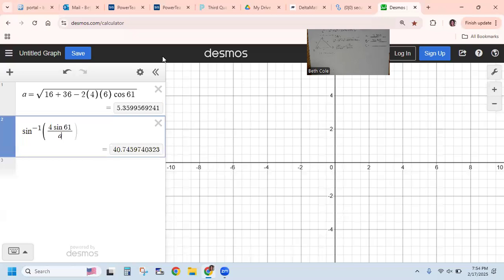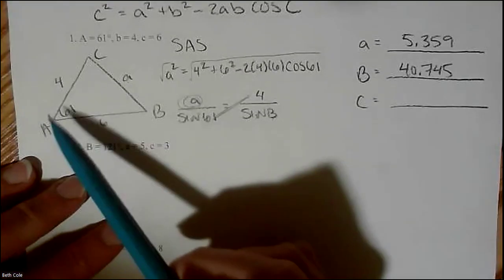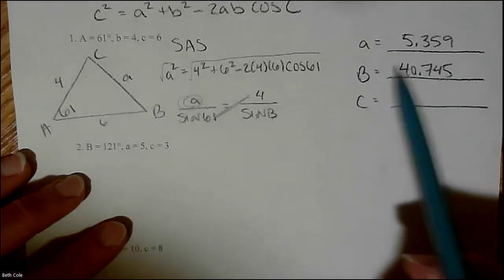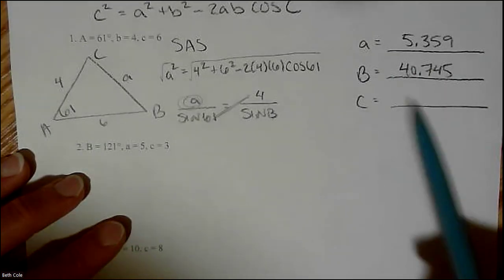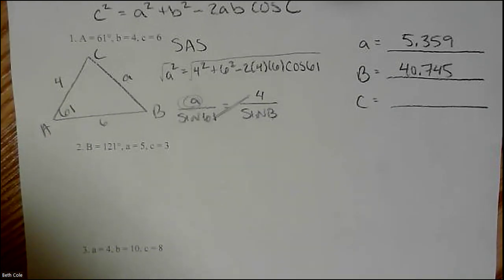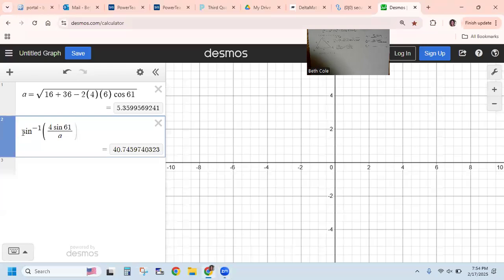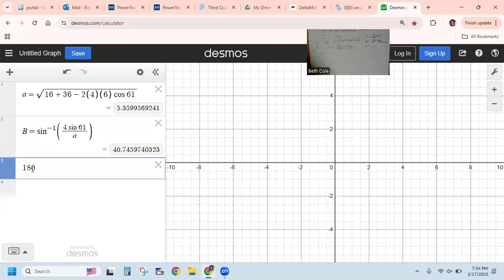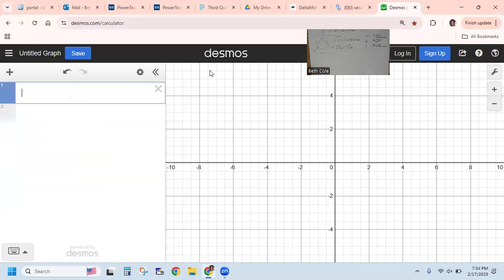And then now that I have angle A is 61 and angle B is 40 point blah, blah, blah, I can just subtract from 180 to get angle C. So I'm going to make sure that my calculator has this equaling angle B, and I'm going to do 180 minus 61 minus angle B, and that gives me what's left for angle C. So 78.254. And I'm going to clear all this out before I start a new problem.